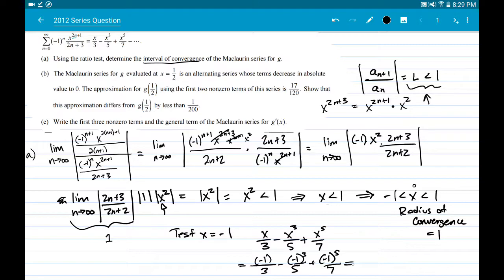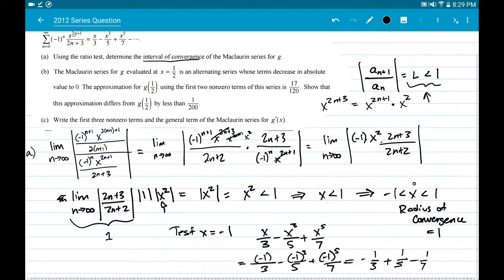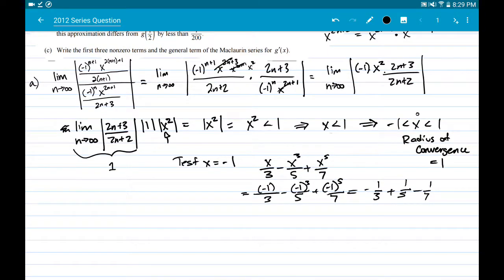And you simplify this, you end up with negative 1/3. Check your signs, plus 1/5 minus 1/7. What you have here is an alternating series, alternating meaning the signs are alternating, and the terms are decreasing. Each one is less than the last.